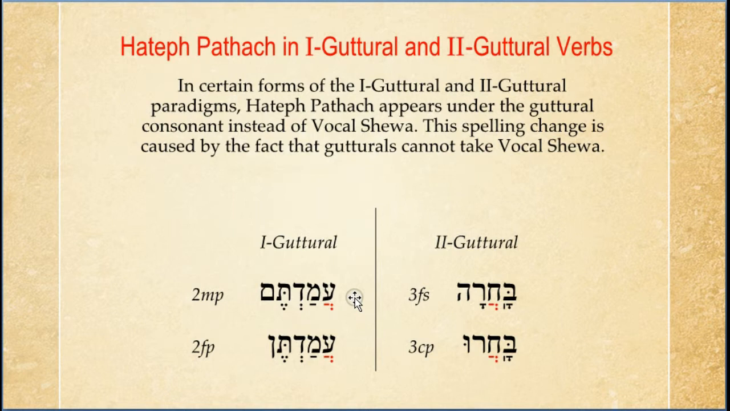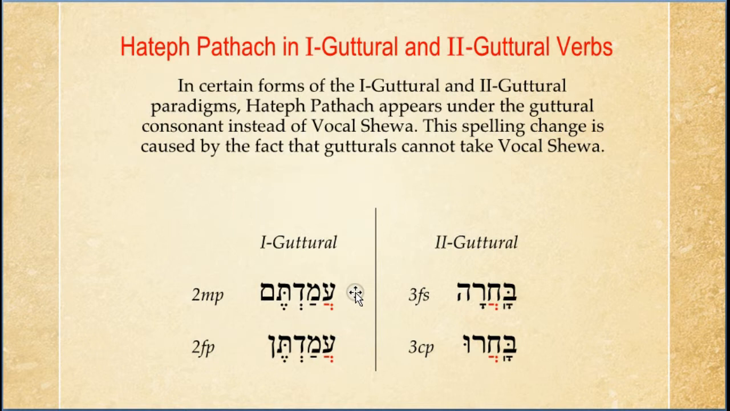The same thing happens when there's a second guttural in the stem. You have the verb bachar, which means to choose. Look at the third person feminine singular. Normally there would be a shva under the second stem consonant, but the second stem letter is a guttural, so you can't have a vocal shva underneath it. Therefore, you have a chataf patach. So you have bacharah.